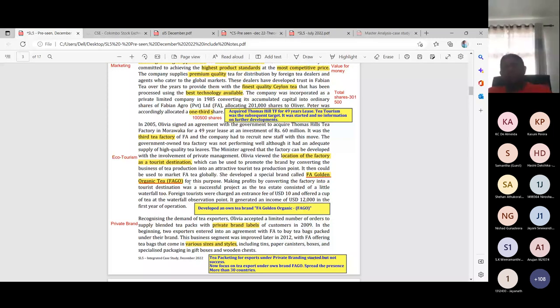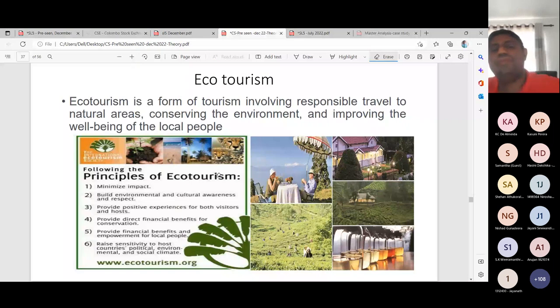Ecotourism, for example, companies like Dilmah also focus on ecotourism nowadays, which can be used to promote the brand by converting the business of tea production into an attractive tourist tea production point. It could then be used to market Fabrian tea globally. She developed a special brand called FA Golden Organic Tea. She came up with the organic tea brand also for this purpose. And then people come and see how these organic teas are cultivated. Right? So ecotourism will be a key point here. You can study a little bit more on ecotourism.